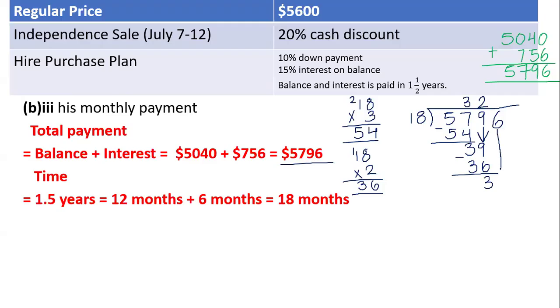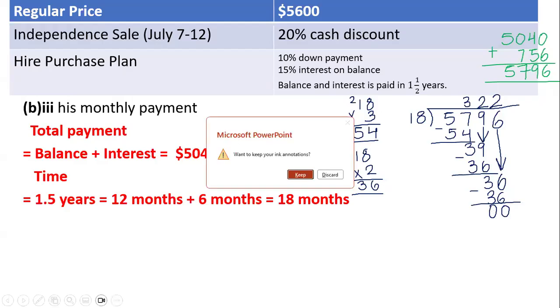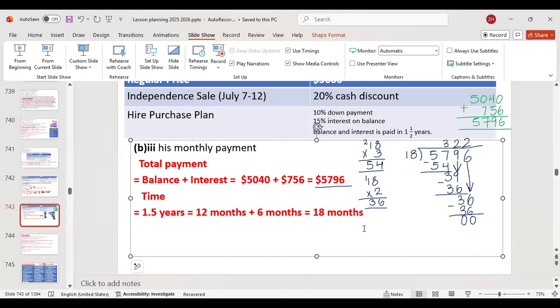So we bring down the 6. How many times does 18 go into 36? 2 times. 18 times 2 is 36. So we have 36 minus 36, which is 0. So that means, how much does he have to pay every month?